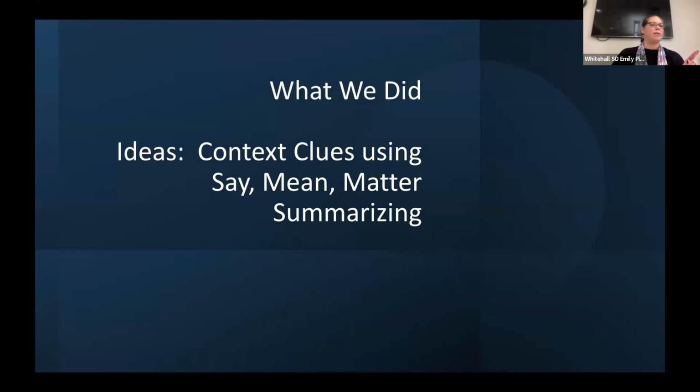All right. What we took a look at were the ideas, context clues, using Save Mean Matter summarizing, which is an initiative that we'll talk about a little bit more, but an initiative that was set out for our district at the start of the school year.